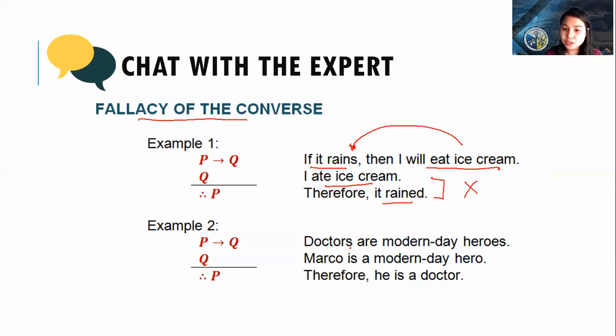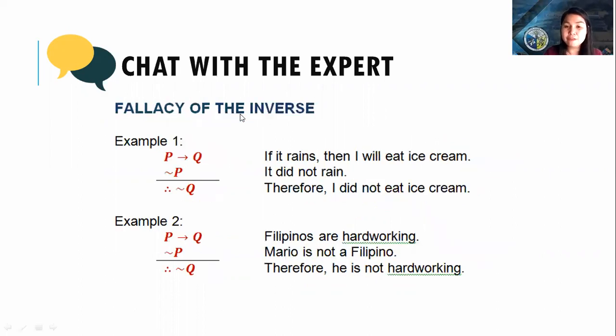Next, doctors are modern day heroes. Marco is a modern day hero. Therefore, he is a doctor. That is a converse. Therefore, we say it is a fallacy. Reason, fallacy of the converse.